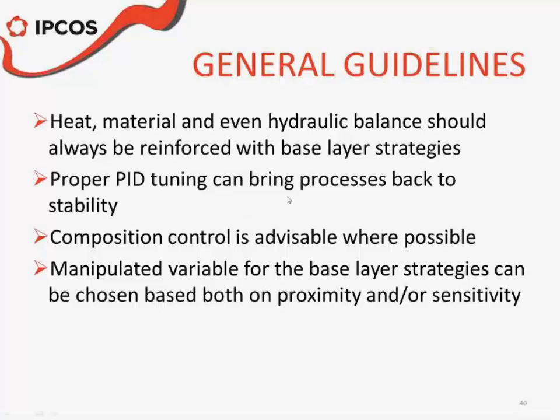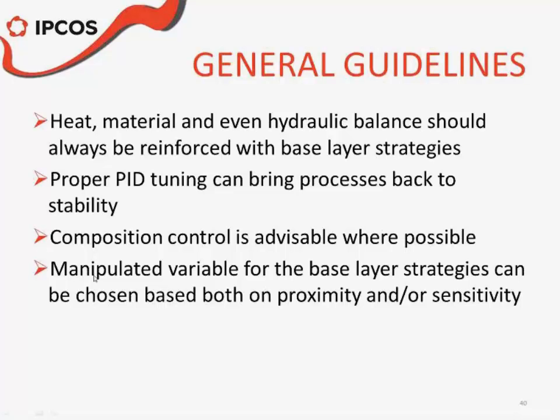Proper PID tuning can bring a process back to stability. We saw that in the second example. Just by properly tuning the top level of the column, changes in the operation were very, very visible. As well, composition control is advisable where possible. Again, our second example of the methanol water system. Well, it was easy to implement a pressure compensated temperature because it's a simple mixture, and it was very useful because afterwards it was very easy to keep the impurities under control on the column.